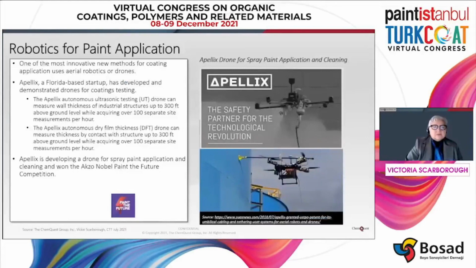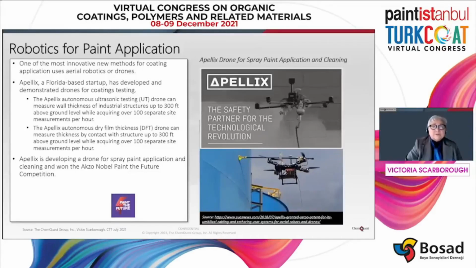In addition, robots are being used for applying paint. And this is a company in Jacksonville, Florida. They're called Apelix. And they partnered with AkzoNobel in the Paint the Future contest. And what they did was they have developed a robot that actually paints, and it also allows you to take measurements of paint film thickness at elevated sites like tanks and things that are very high in the air, the tallest part of a building or a bridge. And it allows you to apply paints or take measurements.